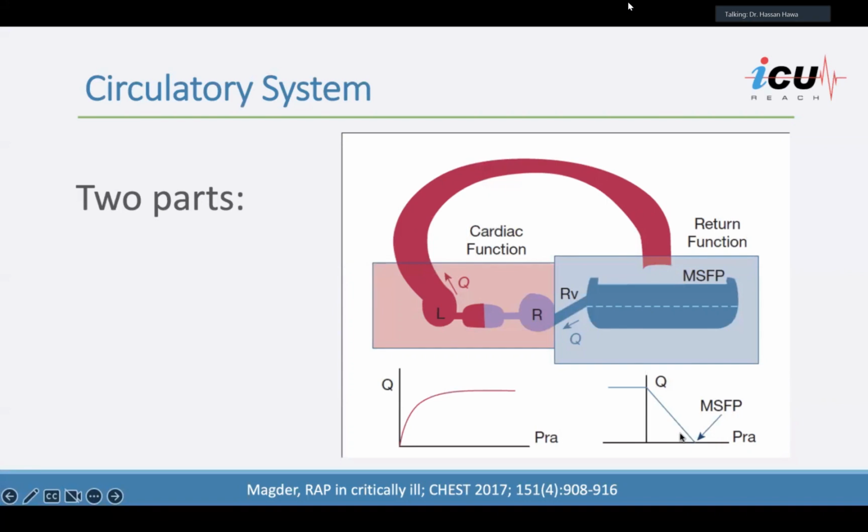And here we have the famous venous return graph, which was put forward initially by the famous physiologist Guyton. And here we have the Frank-Starling curve. We'll see what we will get if we intersect these two graphs.